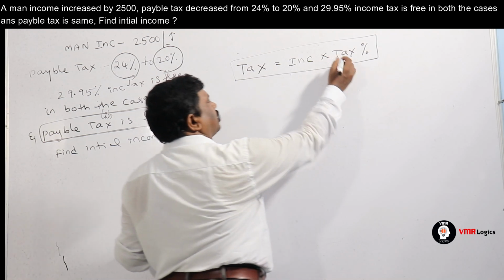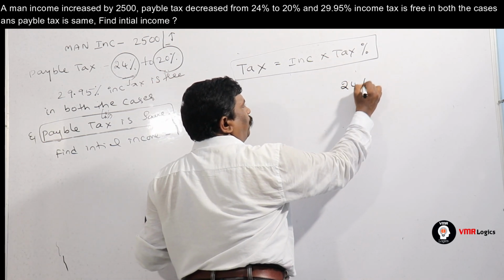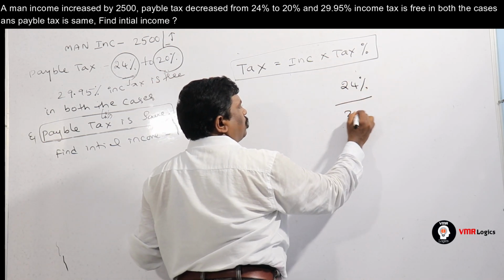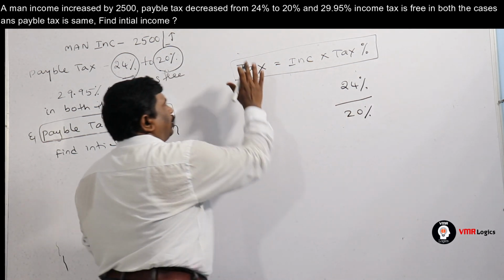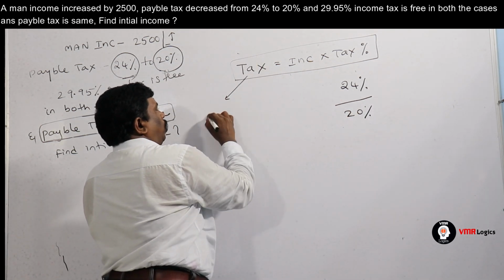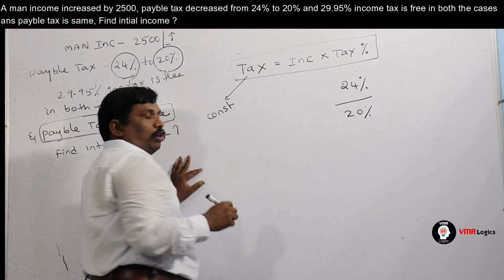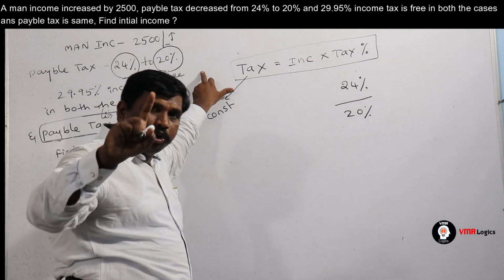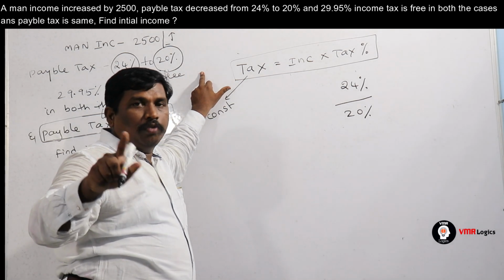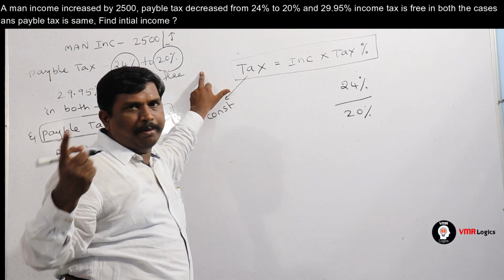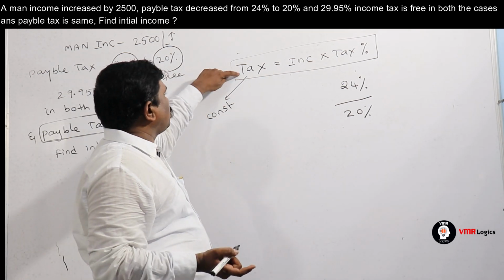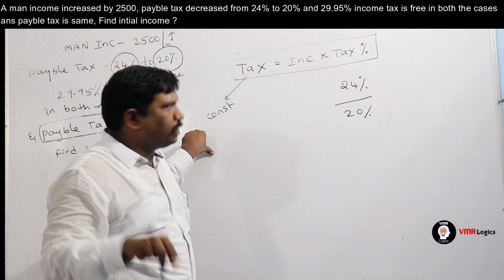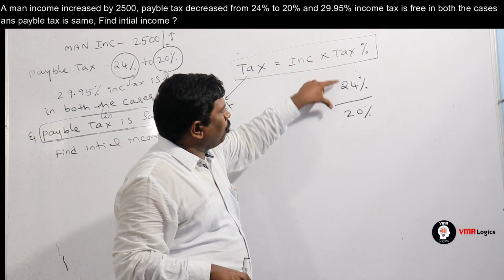Now, initially the tax rate is how much? 24%. Now the tax rate is how much? 20%. When tax is constant, you are paying the same tax. When the tax rate is 24%, now also 20%. When the tax rate is 24%, what income tax are you paying? When the tax rate is 20%, the same income tax you are paying. The meaning: tax is constant. When tax is constant, initial tax rate is 24, now 20.